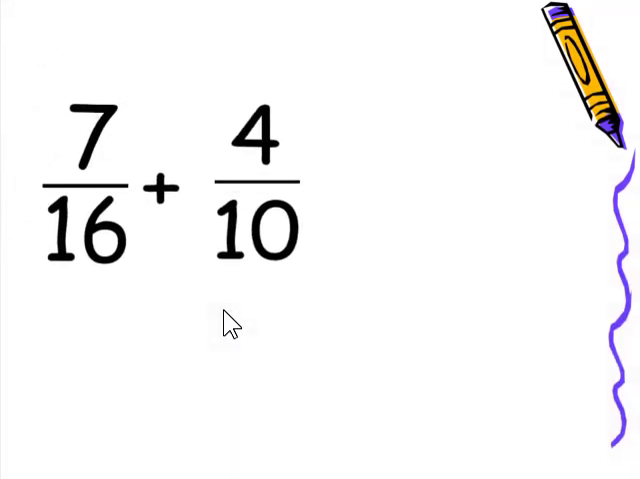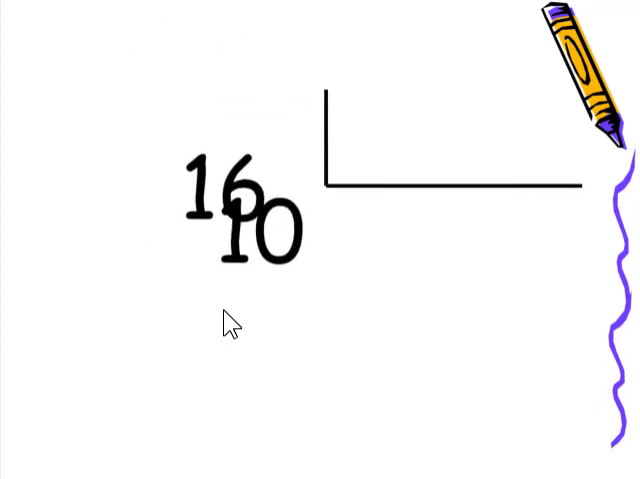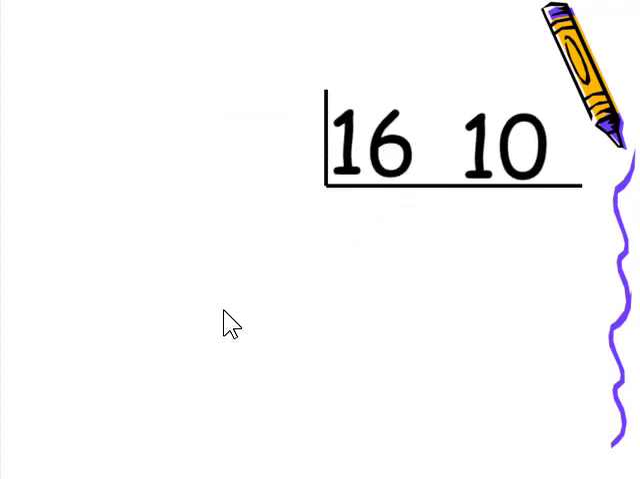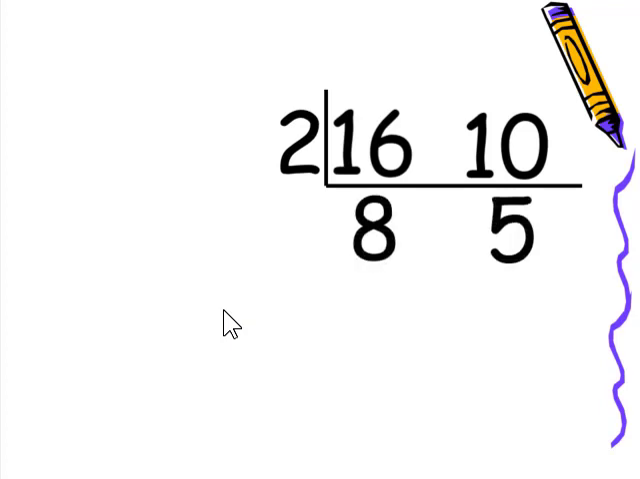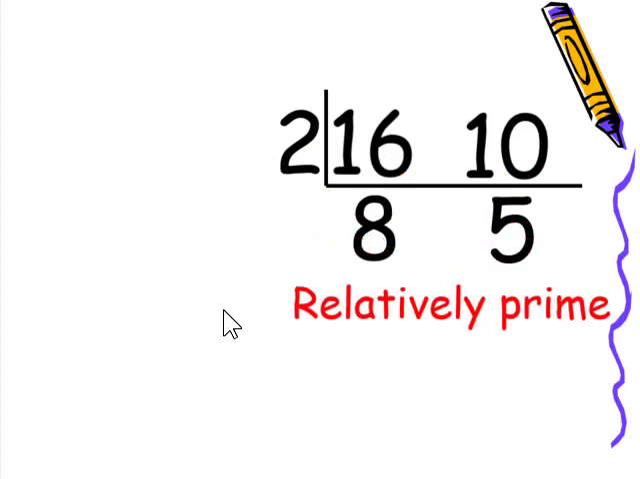7/16 plus 4/10. We'll take our denominators and find the LCM. What number goes into both 16 and 10 evenly? And that would be 2. 16 divided by 2 is 8. 10 divided by 2 is 5. Since 8 and 5 are relatively prime, we can multiply the 5 times 16 and the 8 times 10, which is 80.